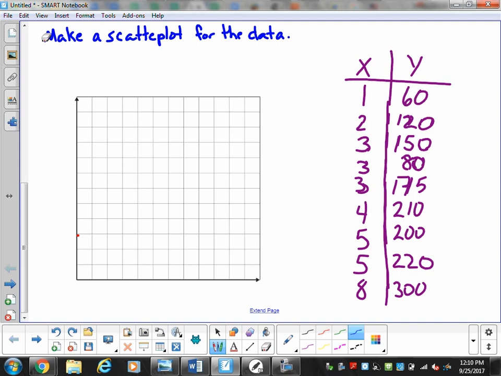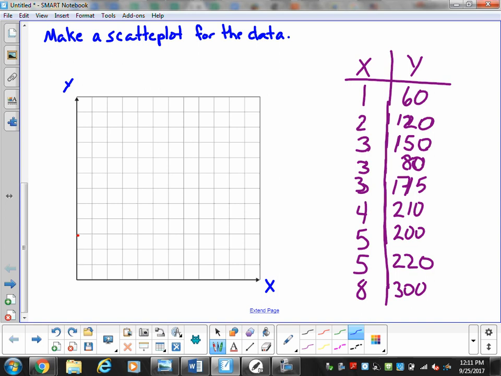Okay, and so what we have to make the decision on here is what are we going to have across the bottom, and then what's going to go up the side. So it's easy to say what's going to go across the bottom is your x values, and what's going to go up the side is your y values. But how are we going to split those up on the line? So how are we going to label them? What are we going to do for our units?